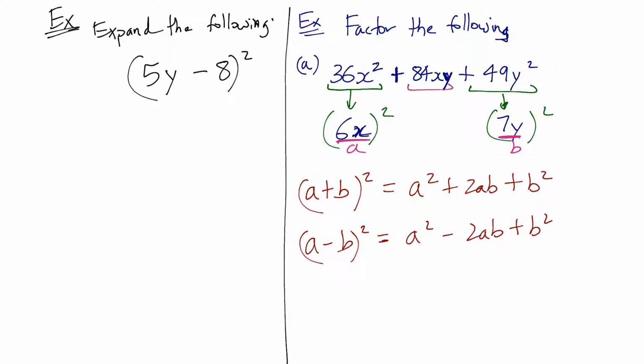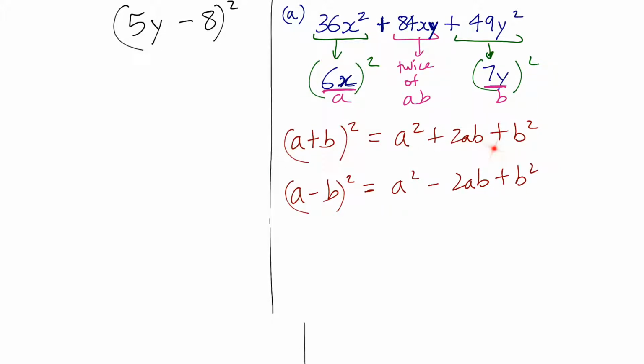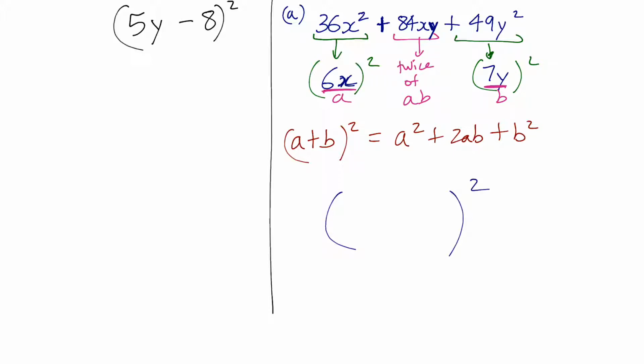Twice of AB. And the correct one to use would be the first one because we have only positive signs. So you can discount using this one. I'll remove that for now. And since we've already identified A and B, and as long as you notice there's a plus sign in front of the middle term, the only thing you have to do is have a square outside a bracket and write in your A, which is 6x, B, which is 7y, and a plus sign shows up between them. That's it. That's a quick way of factoring this expression using that formula.